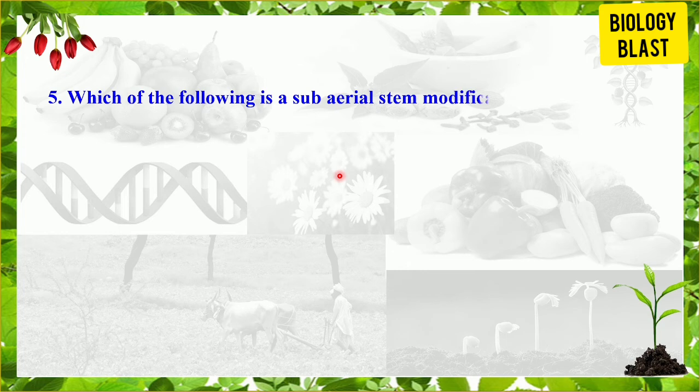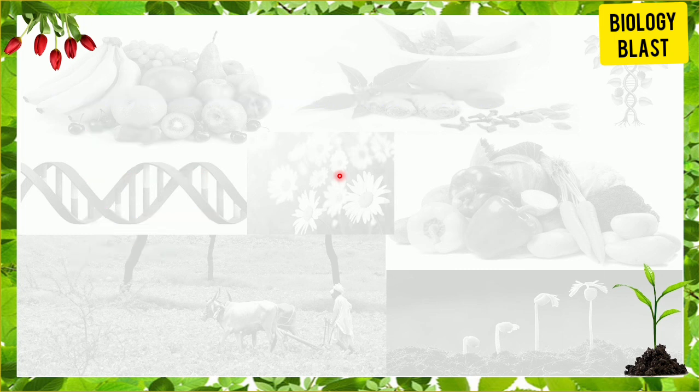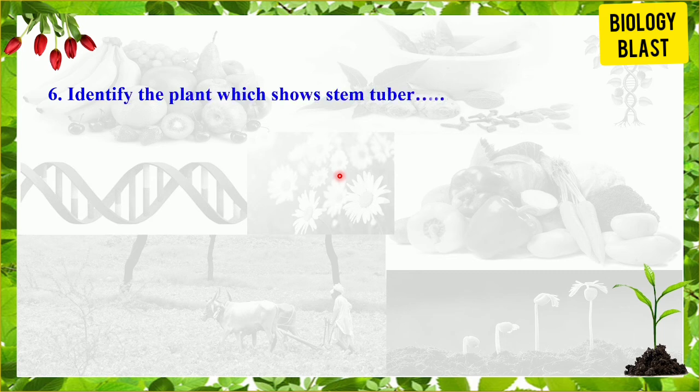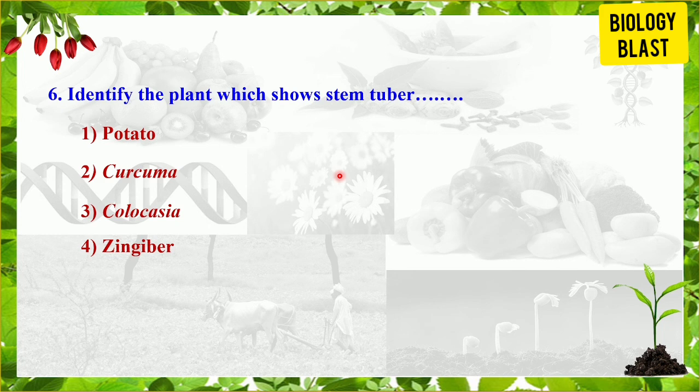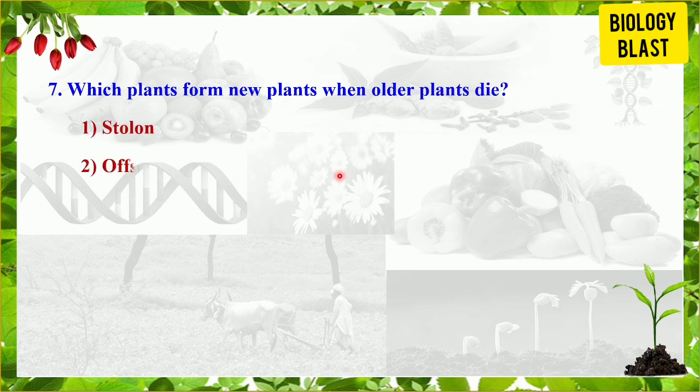Which of the following is a subaerial stem modification? Bulbil, phylloclade, stem tendril, or sucker? The right answer is suckers. Identify the plant which shows stem tuber. Right answer is potato. Which plant forms a new plant when the older plant dies? The right answer is runners.